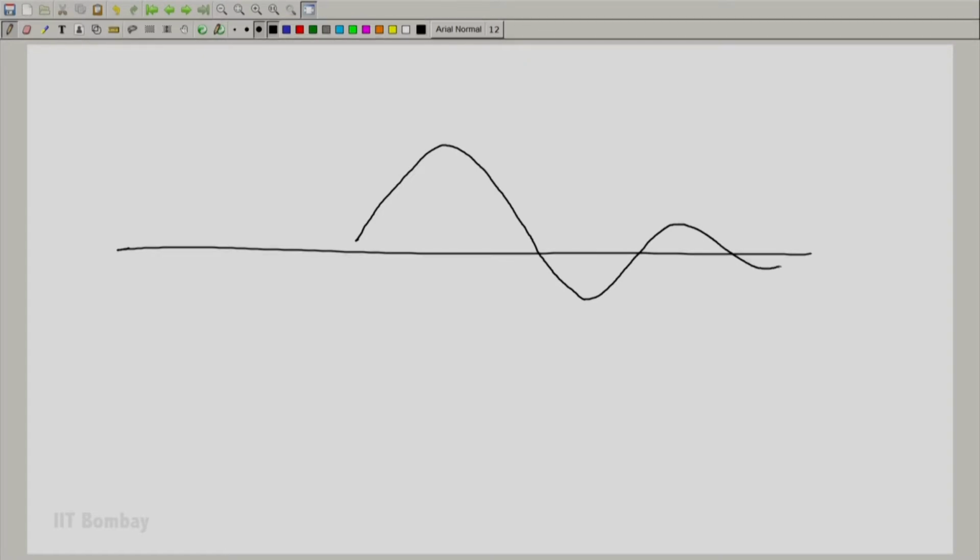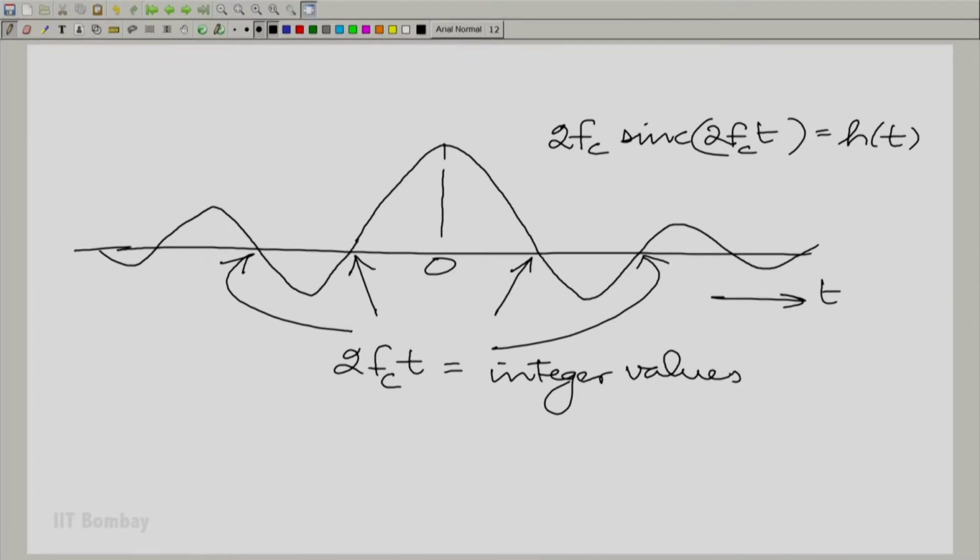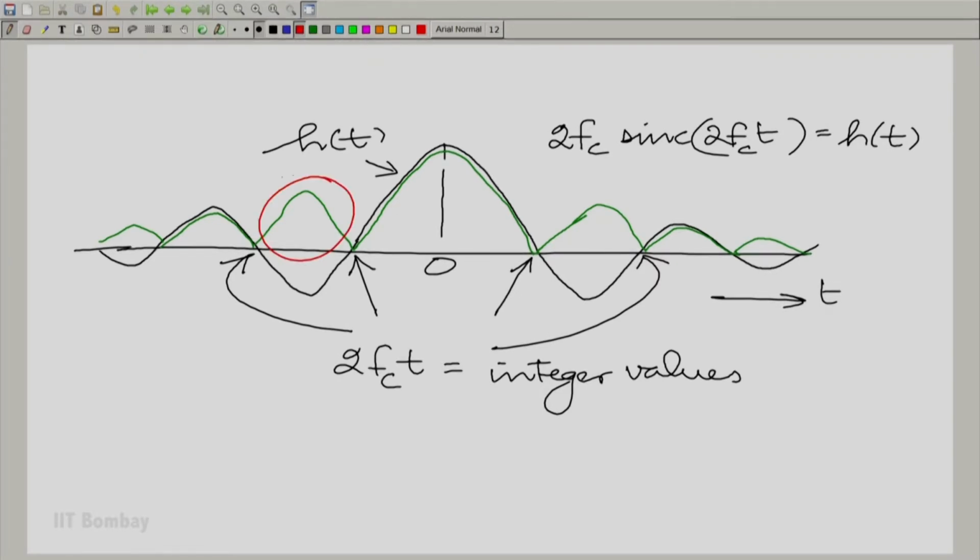So, let me now draw the parts of this. How does this h(t) look? First, let us sketch that. This is how the h(t) looks. All these are where the sinc takes integer values, and therefore, if you were to construct mod h(t), it would look like this. So, whereas this is h(t) itself in black here, mod h(t) is in green. The black and the green coincide here, but they are different here, they coincide here and they are different here, and so on.